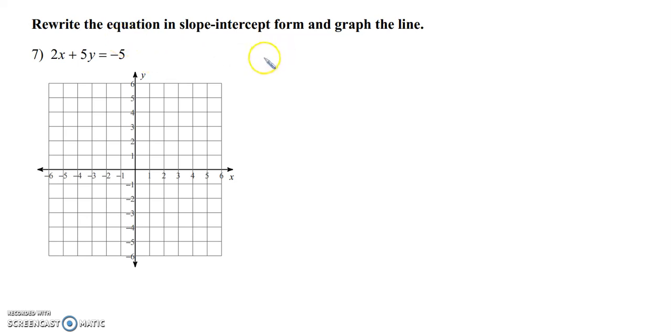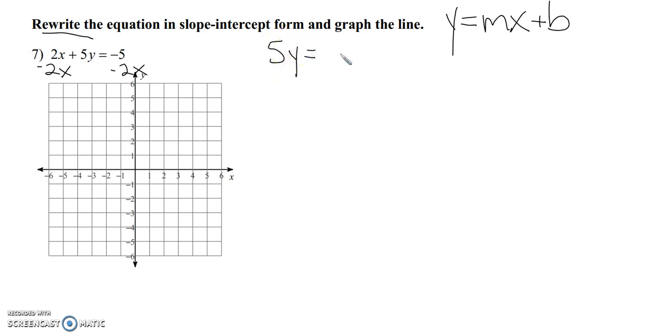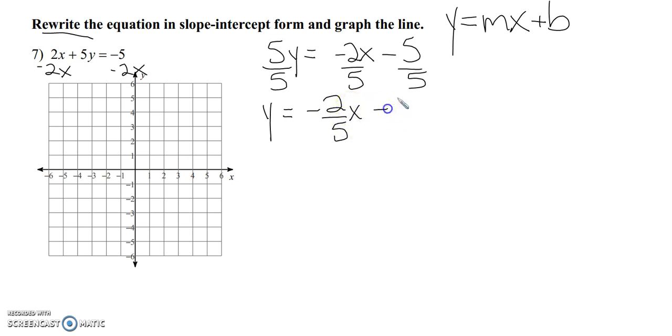Number 7, we're doing the same exact thing we did in 5 and 6, except we're going to graph that line after we're done. So we have to rewrite the equation in slope-intercept form first. Again, we're just solving for y. So we're subtracting 2x from both sides, which leaves us with 5y equals negative 2x minus 5, and divide everything by 5. So this is negative 2 over 5x minus 1.